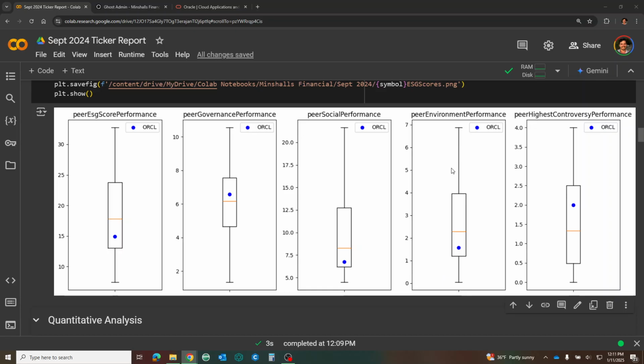But the thing about these ESG scores is, let's say you're leveling trees to build a solar farm. Is that really environmental? I don't know. I don't know how these are calculated, but something to look into.